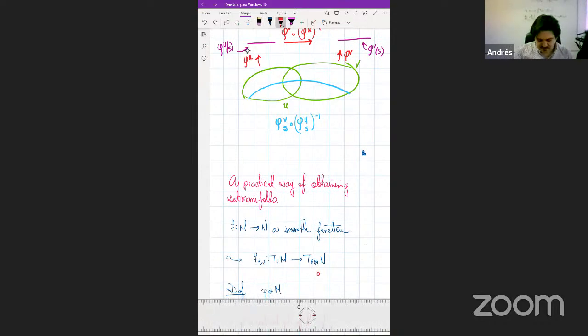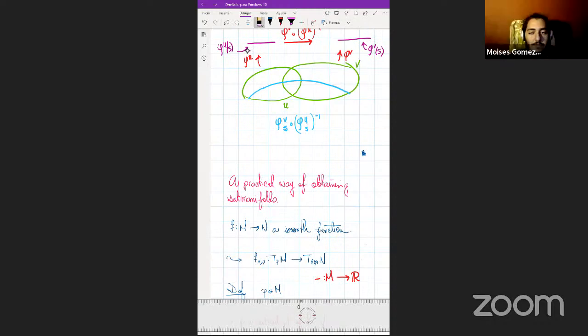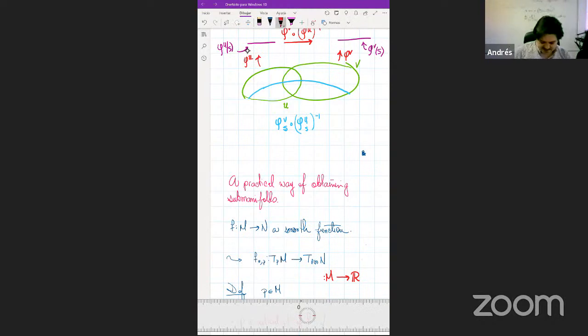We saw critical points only for a function like this. Do you remember what's the definition of a critical point? When the derivative is equal to 0. So we need to take a chart about the point, and then using those coordinate functions, we can take the partial derivatives. If all of them vanish, then that is a critical point. Okay?